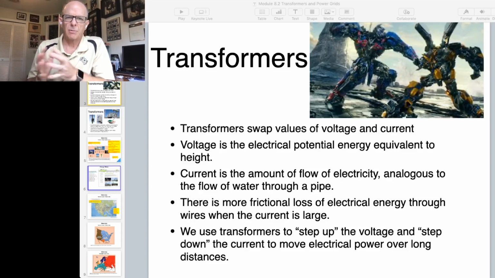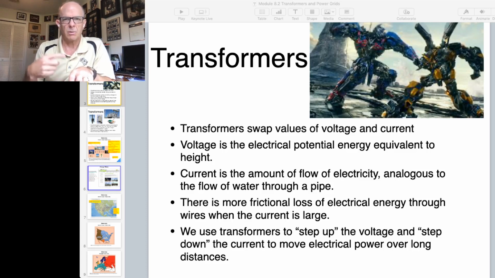In this section, we're just going to explain what an electrical transformer is. We already know that electrical power is the product of electrical potential, or the voltage, and the electrical current. We can swap those two things between each other using a device called a transformer, which is really just two coils of wire, and they're not electrically connected to each other, they're just in the vicinity of each other.